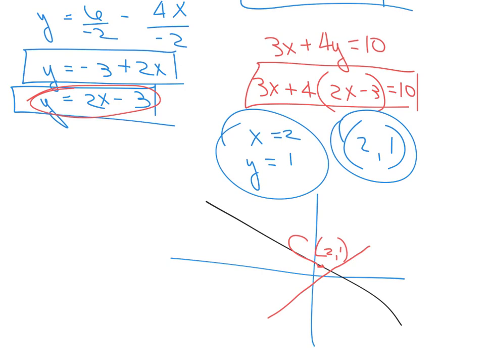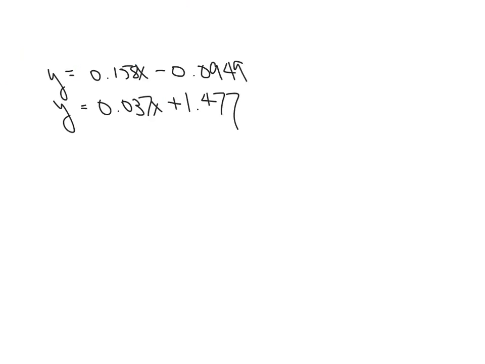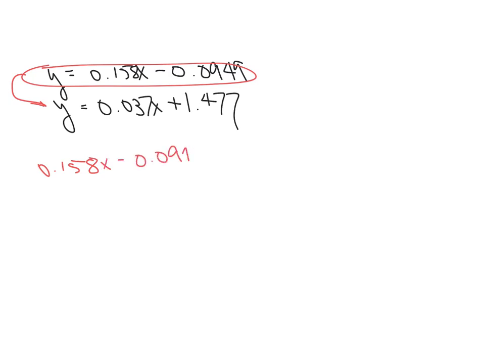All right, let's look at example 5. So for example 5, there's the two equations that they give you. Notice they give you two equations where they say that y equals something. So that tells me that I'm going to use substitution automatically. And I am just going to rewrite this then as, since y equals this, I'm going to replace this y with that. 0.158x minus 0.0949 equals this.